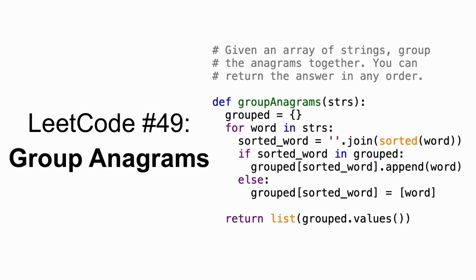In this video, we'll go over LeetCode question number 49, group anagrams. Given an array of strings, we need to group all the anagrams together, and we can return the result in any order. As a reminder, an anagram is a word formed by rearranging the letters of another word. For example, night and thing are anagrams because you can rearrange the letters of one word to form the other.